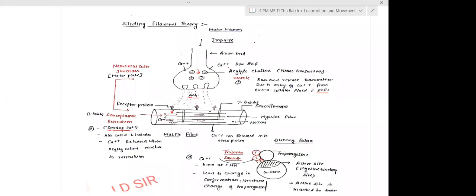Second important factual thing you need to understand: this is the muscle which has to slide. Between the muscle and the ending of the neuron, the axon end, this part is called the motor plate, or the neuromuscular junction, meaning the junction between a muscle and an axon. Clear?